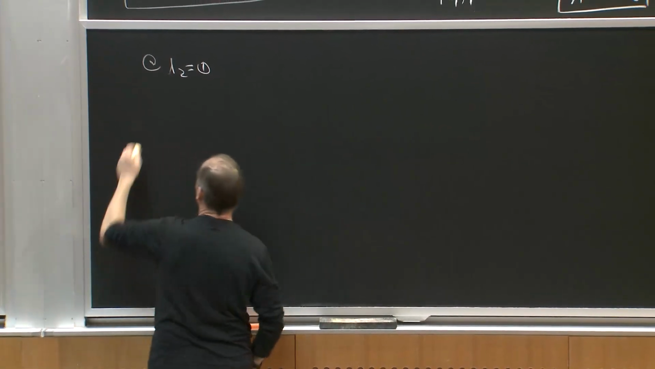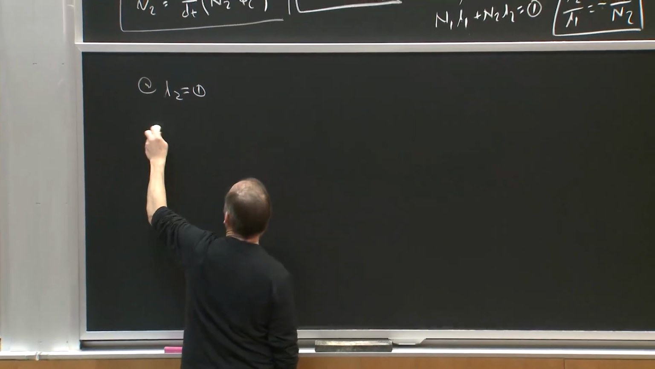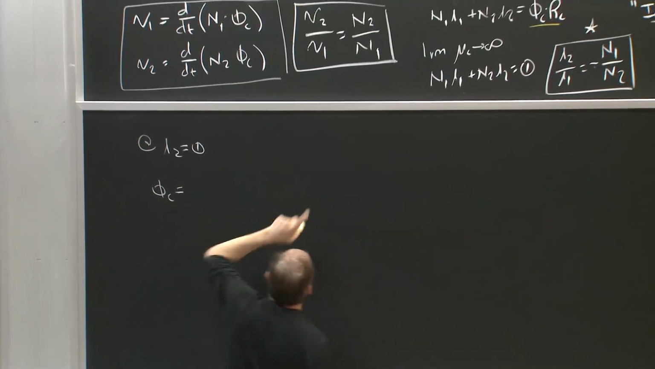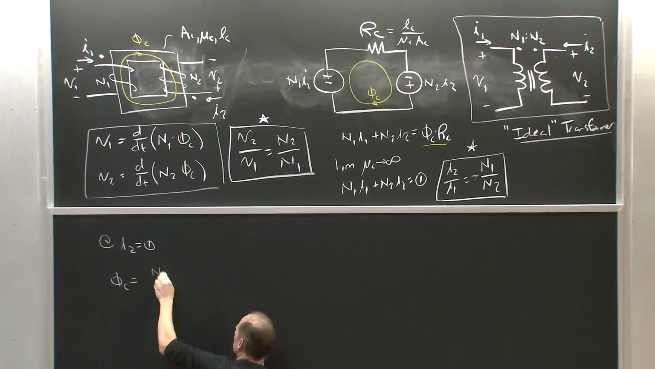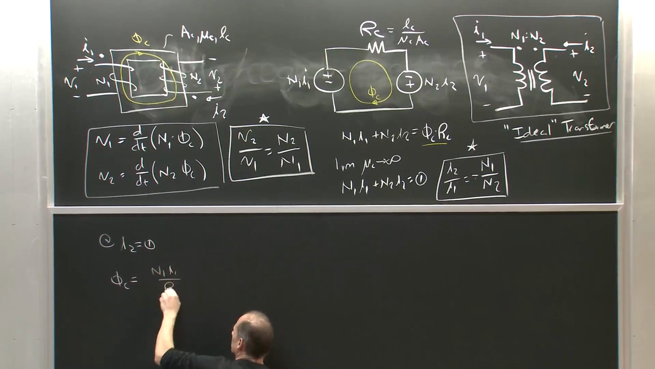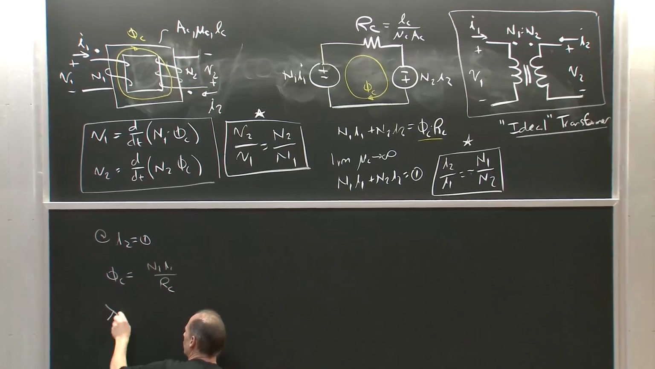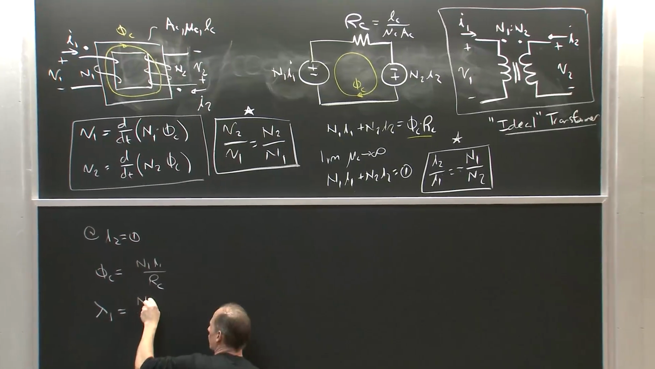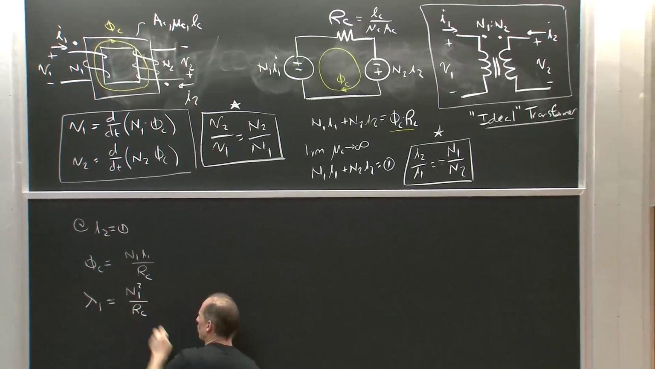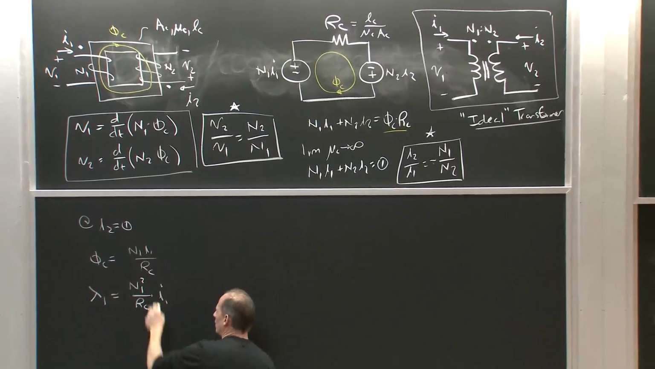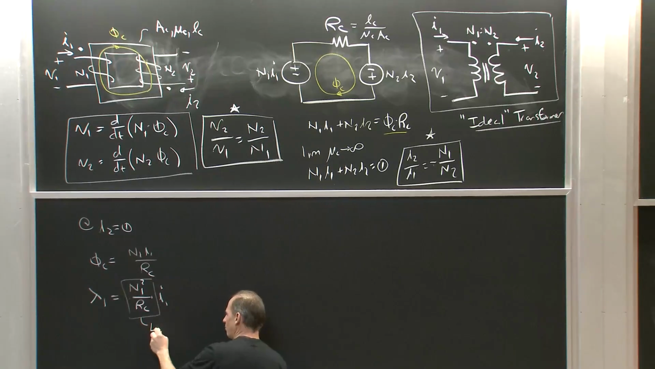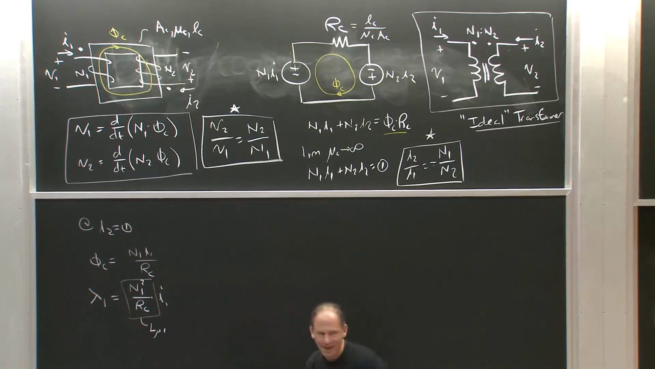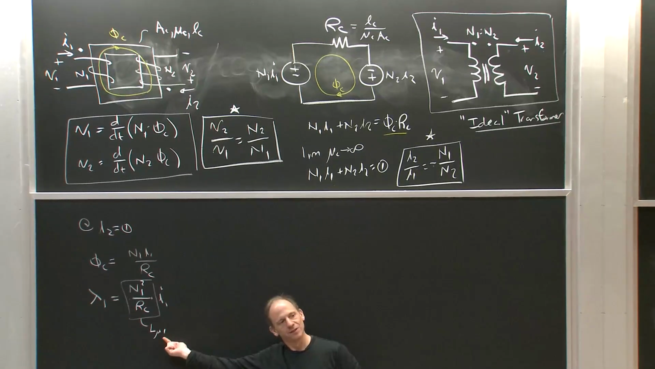okay, what would I get? I would get phi in the core equal to N1I1 divided by the reluctance of the core, which would give me lambda 1 equal to N1 squared over the reluctance of the core times I1, right? This is just an inductance that we're going to call L mu 1. It's the magnetizing inductance of the core referred to the first winding, okay?